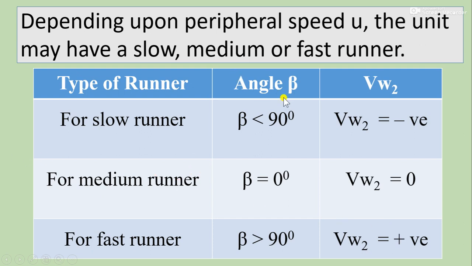Now depending upon the angle beta and VW2, there are 3 types of runner: slow runner, medium runner and fast runner. For slow runner, angle is less than 90 degree and VW2 is negative. For medium runner, beta is 90 degree and VW2 is 0. For fast runner, beta angle is greater than 90 degree and VW2 value is positive.